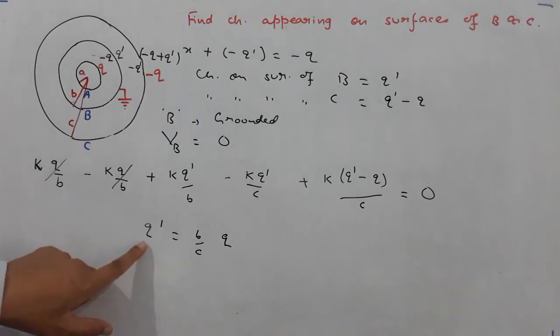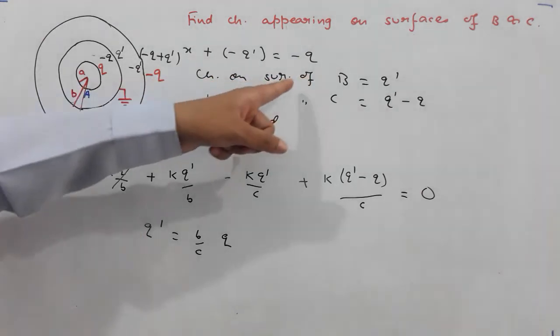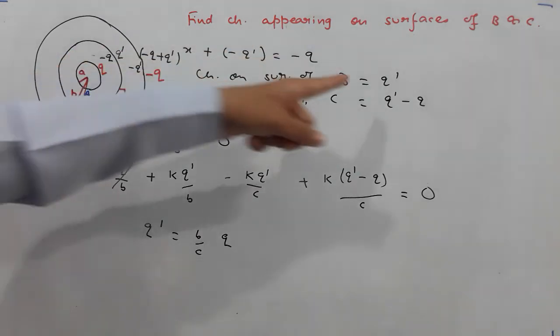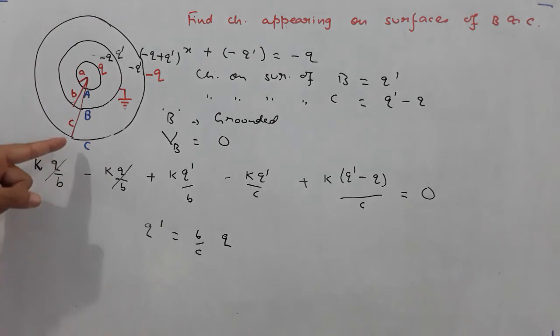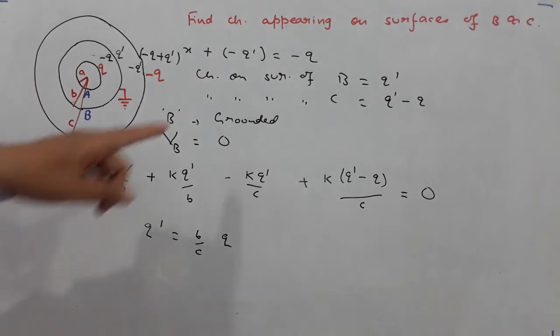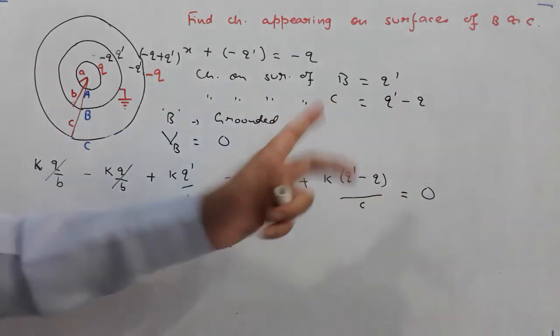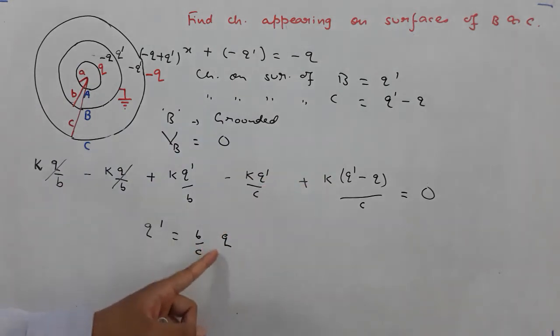Now we have got Q dash. Therefore the charge on the surface of B, that is Q dash, means it is B by C times Q. And on the surface of cell C, the charge will be how much? Q dash minus Q. So that you can find. Q dash will put as B by C Q minus Q. You will get the final answer.